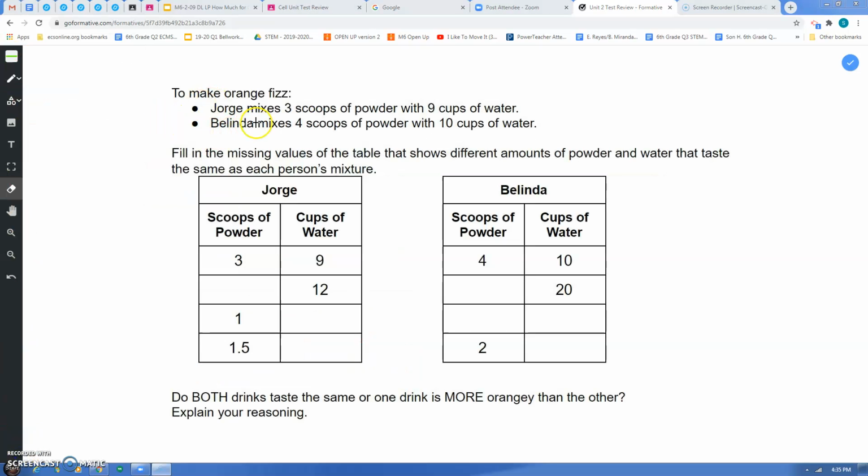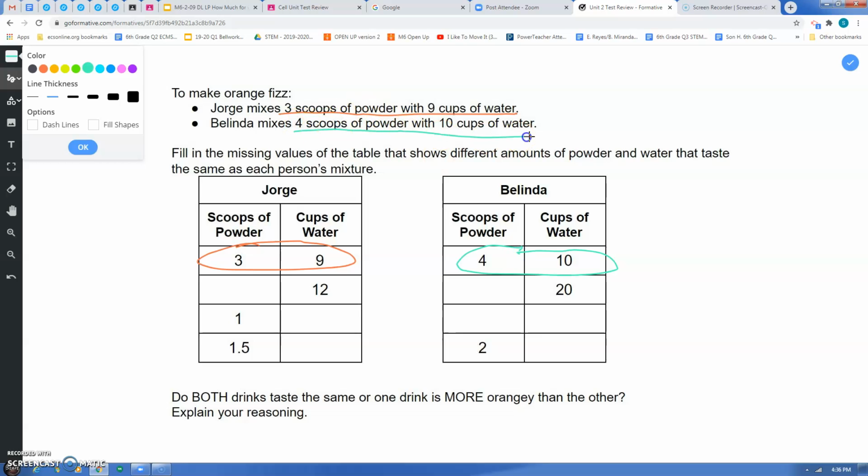Alright, next problem. Jorge mixes 3 scoops of orange powder with 9. Alright, so right here, that's his recipe, 3 and 9, while Belinda mixes 4 with 10. So this is her recipe. So the question is, are they the same taste?